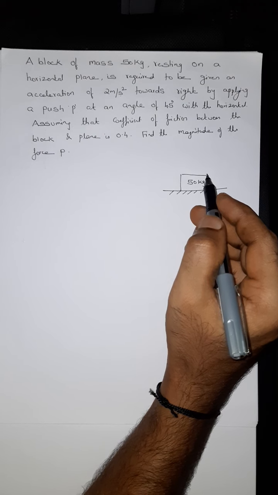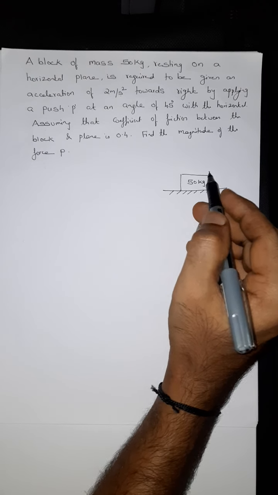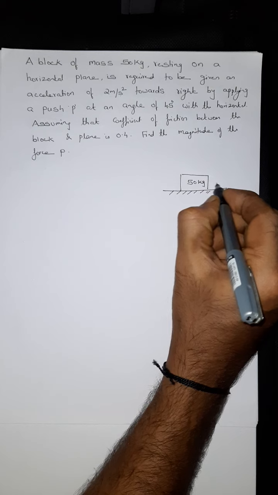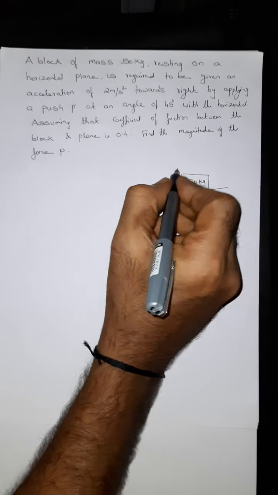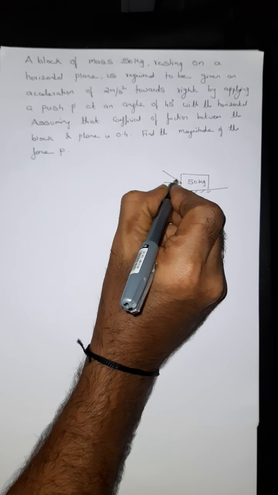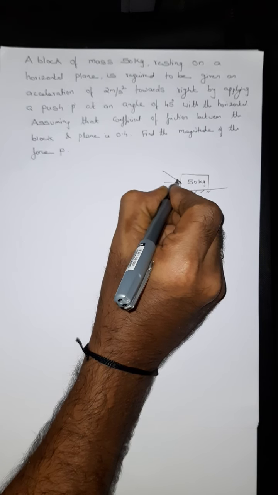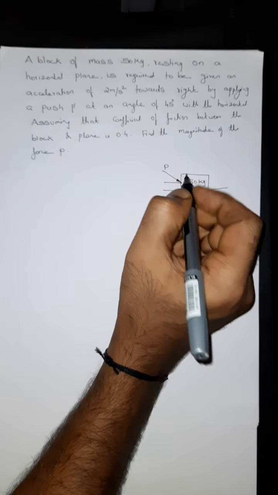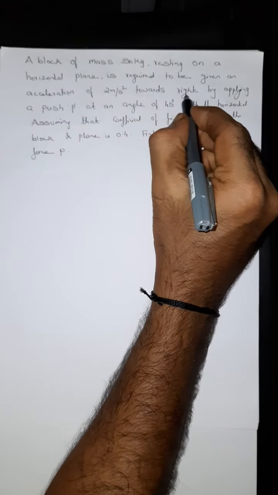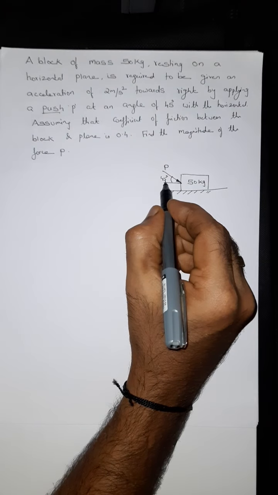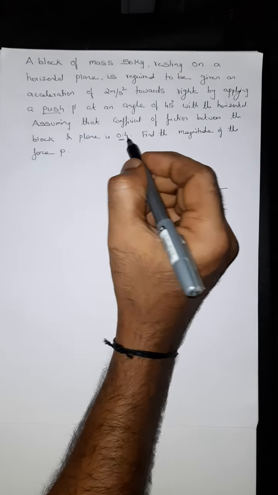Towards right by applying a push of P at an angle of 45 degree. Push. If you put the arrow here, that is pull. If you put this arrow in this direction, this is push of magnitude P at an angle of 45 degree. Assuming the coefficient of friction between block and plane is 0.4, find the magnitude.